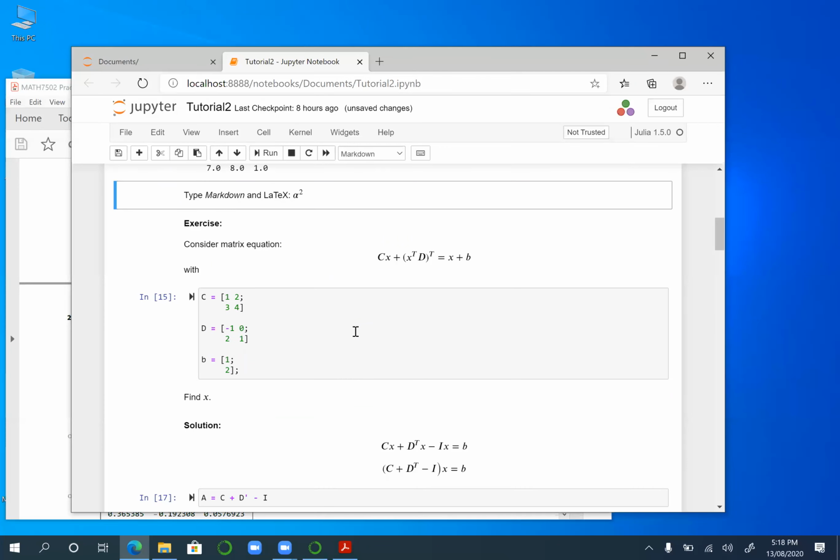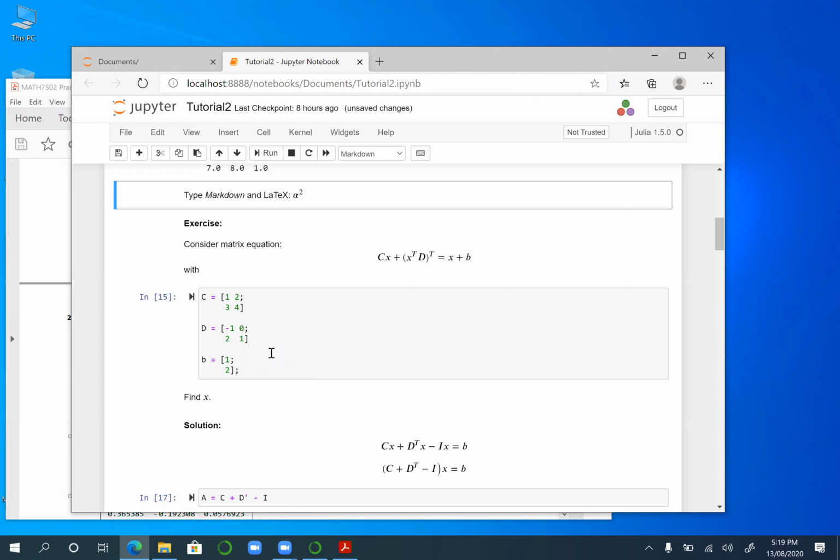Okay, so this one is somewhat of a theoretical exercise at first, so I'll just verbally talk you through that. It says, consider this matrix equation. We've got a matrix C times a column matrix X, and then we add the transpose of X transpose D, and that's equal to X plus B, where C, D, and B are given, having 2 rows. Now what we're aiming to do is solve this equation for X.